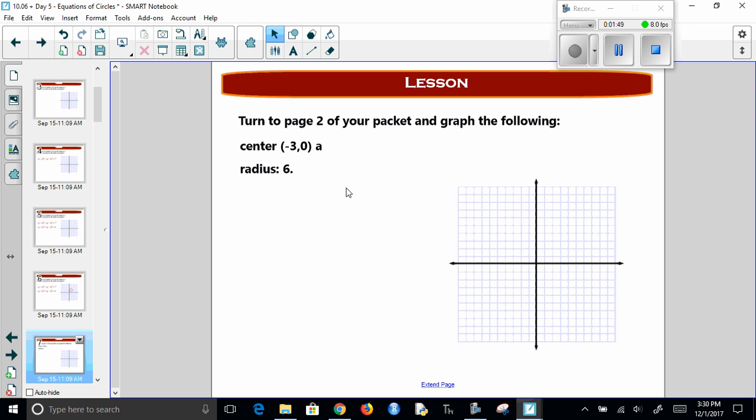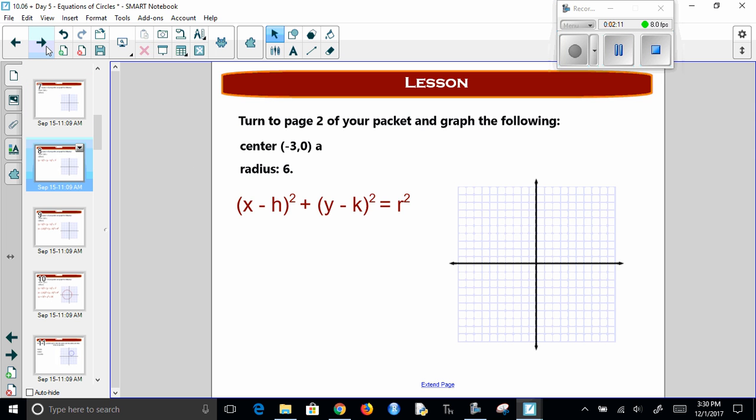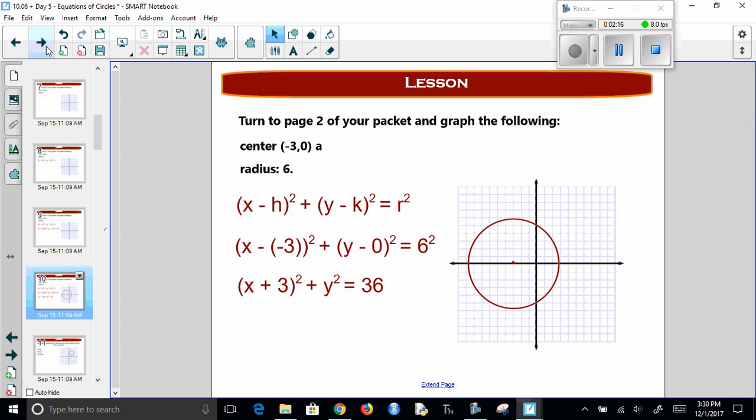All right. Now, this one says the next page. This is still on your page, but graph the following: center (-3, 0) and a radius of 6. I just realized this one's not in the packet, so you can just watch if you need an extra example of this. So this one, we plug in -3 and 0, and the radius 6. And y - 0 doesn't do anything, so we just put y^2. x + 3 means we move to the left 3, and then 6 squared is 36.